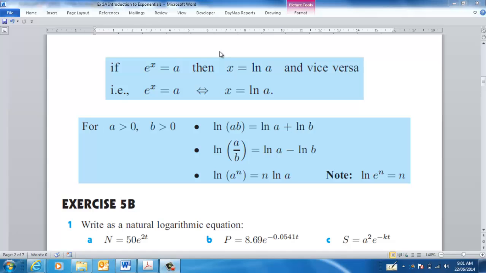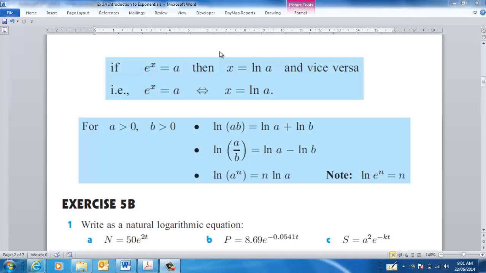Today we're going to be looking at exponentials and logs. What we want to do is find the relationship between logs and exponentials. Now, last year you did log base 10. That works quite well for things like the pH scale and so on.